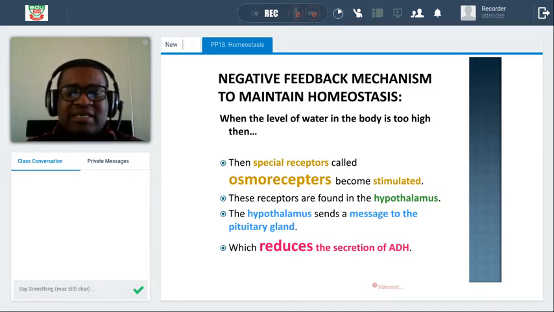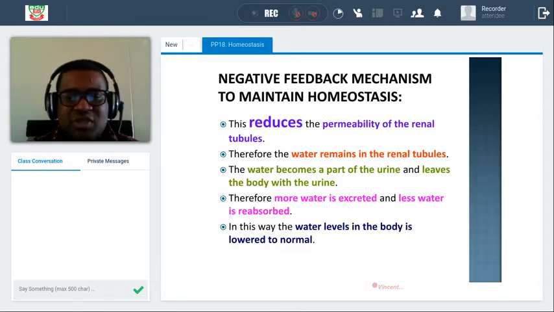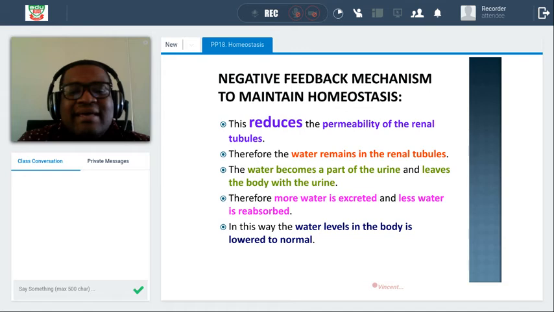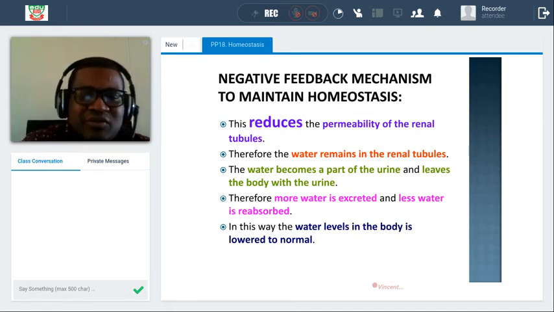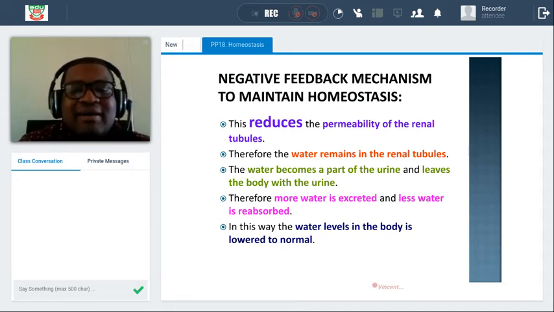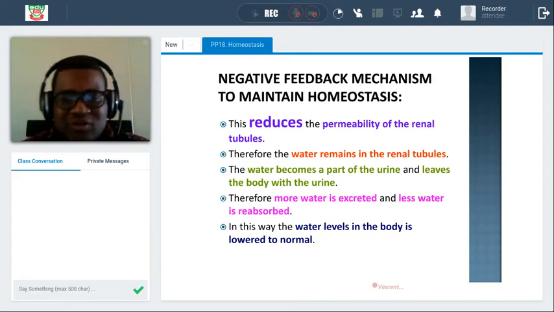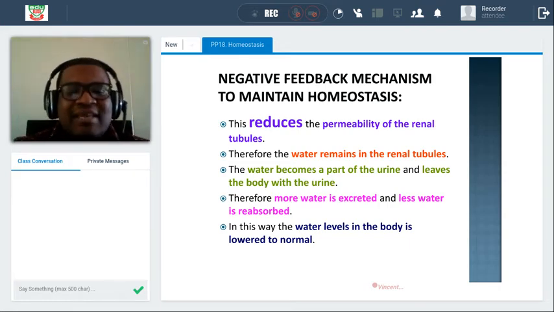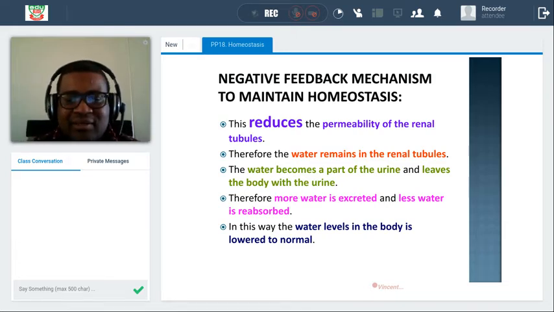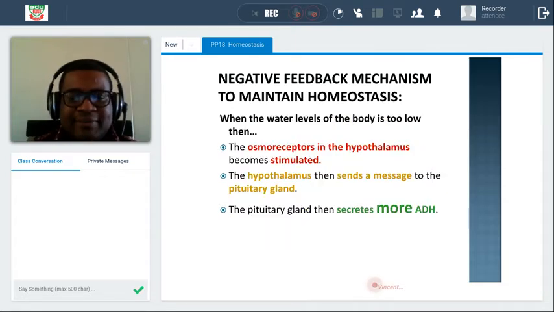has these receptors, then the hypothalamus will send a message to the pituitary gland, which reduces the secretion of ADH. So when the ADH secretion is reduced, then the permeability of the renal tubules also will be reduced. Therefore, more water will remain in the kidney tubules to be sent out as urine. Okay? And less water is reabsorbed back. In this way, the water level will lower until it goes back to normal.